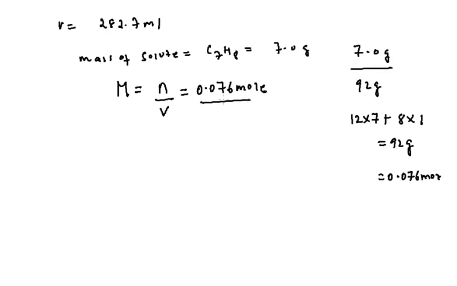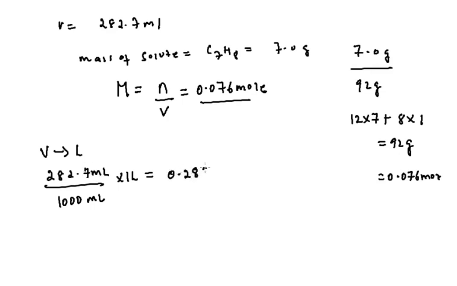Now remember, volume has to be in liters. So we have 282.7 milliliters. To change into liters, you divide by 1000, milliliters times 1 liter per 1000 milliliters. So 282.7 divided by 1000: you basically move the decimal place three units to the left. So we have 0.283 liter. This value goes here.